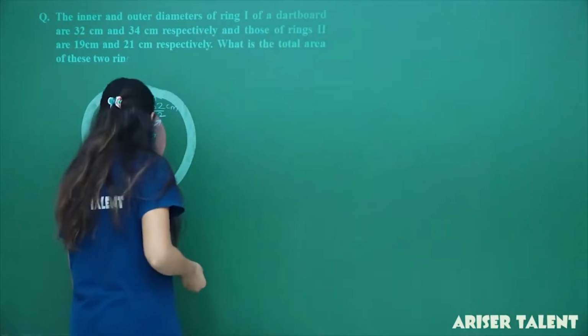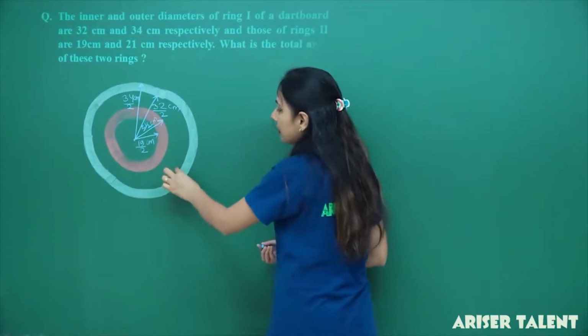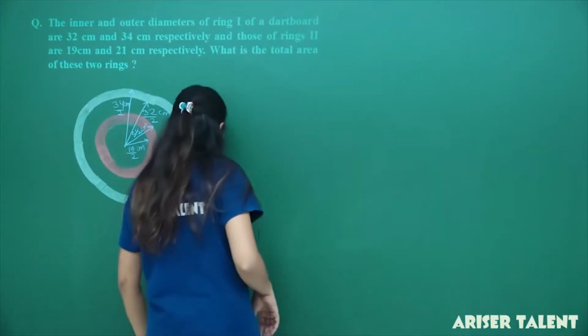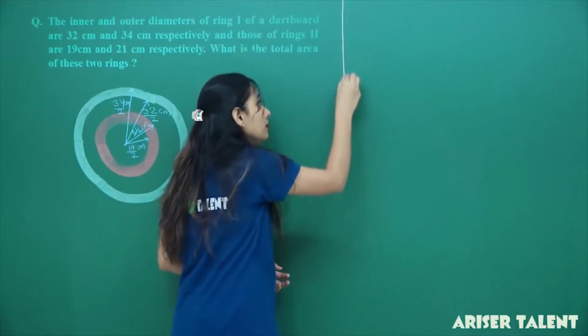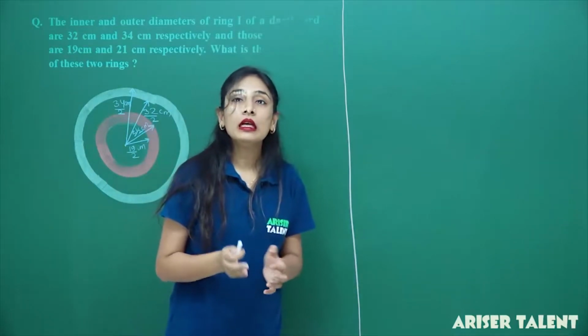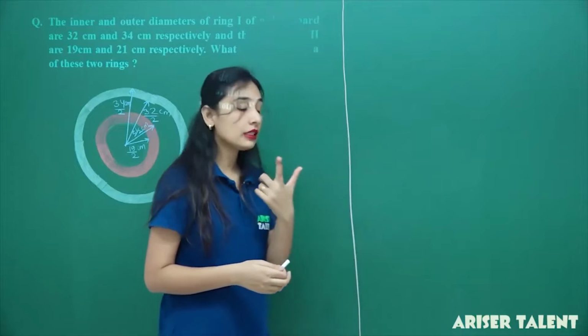So what will I do? I have to find this first ring area and this second ring area, and I have to just add them. Okay, so that will be my solution. The solution is so simple. Applying the formula is so simple. The thing is, you have to understand and visualize the question first in these cases.